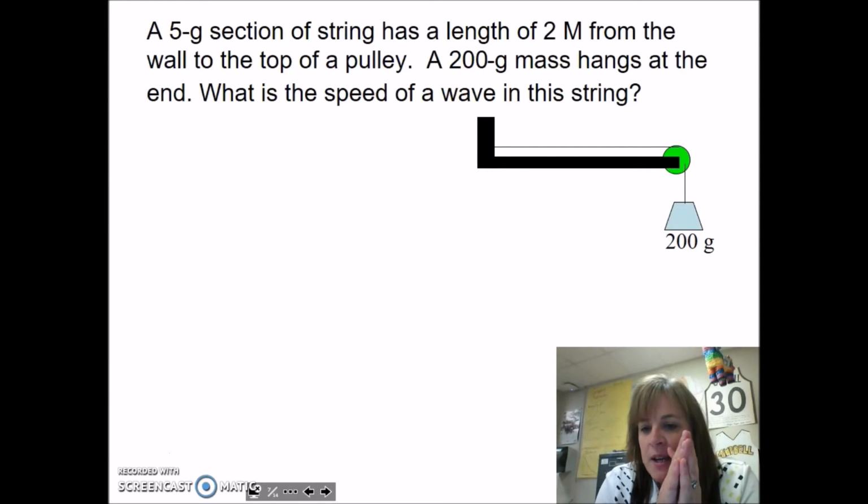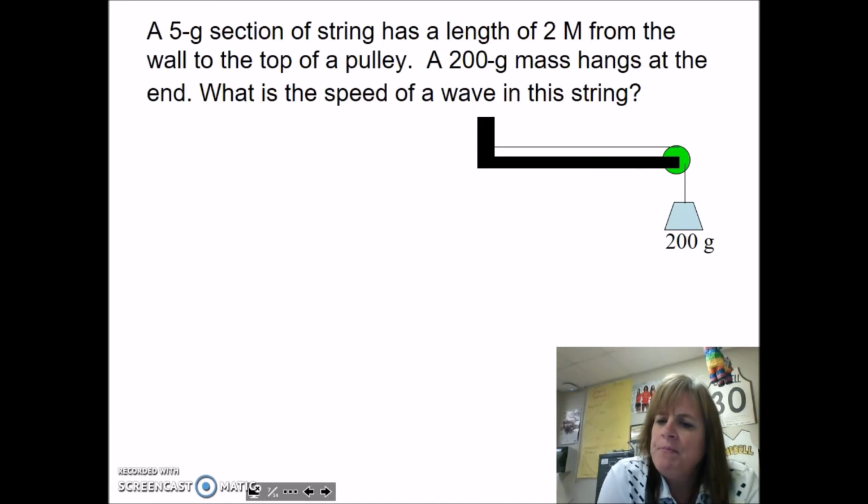Well, first of all, we have to pay attention to units, because remember that in physics we use kilograms. Our wave speed is the square root of the force of tension over the linear density. Now, the linear density we can easily calculate, right? We convert that 5 grams into kilograms, we divide by its length of 2 meters, and we get our linear density. But what's the force of tension?